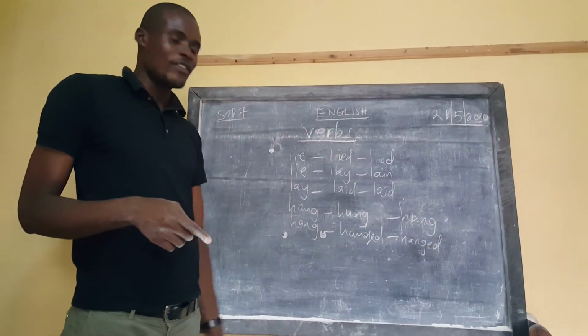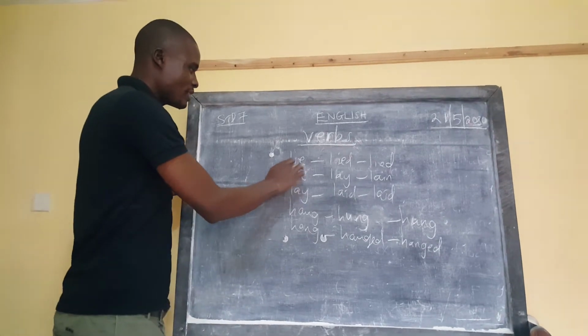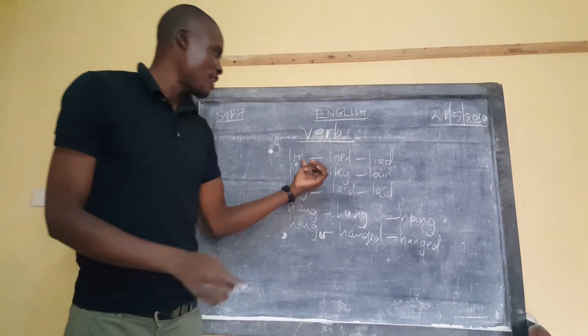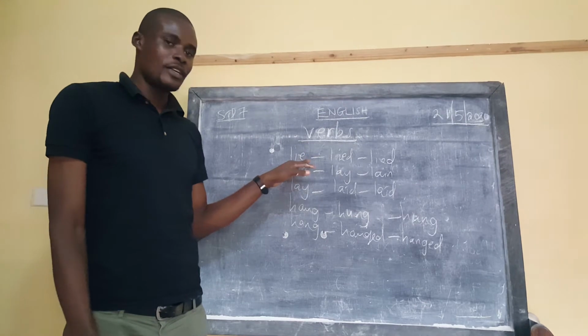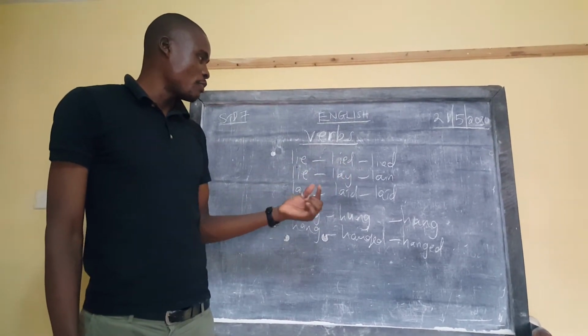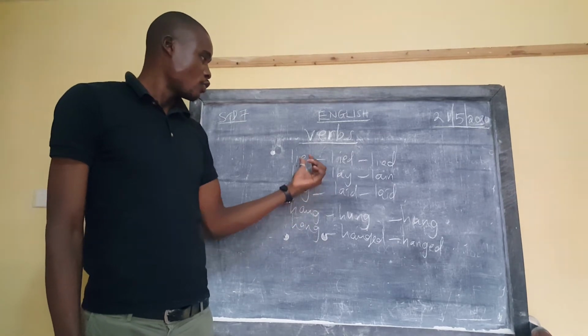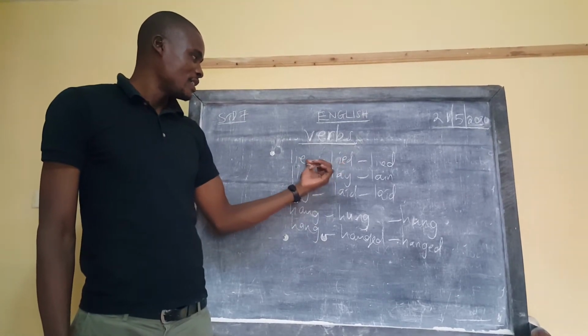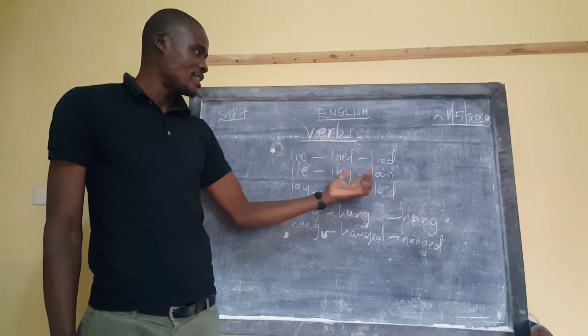I tackled this verb, hang. So just to revise a bit. Lie as a verb, we talked about this yesterday. This is the lie of not speaking the truth. So to lie becomes lied. Jane will lie, Jane lied, and Jane has lied.